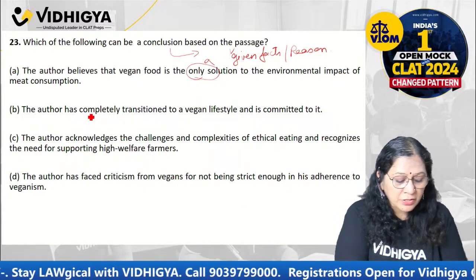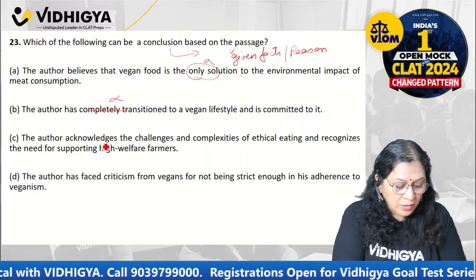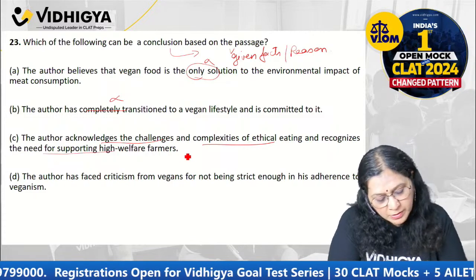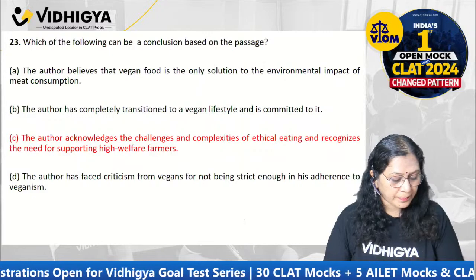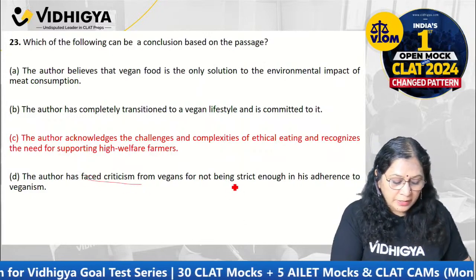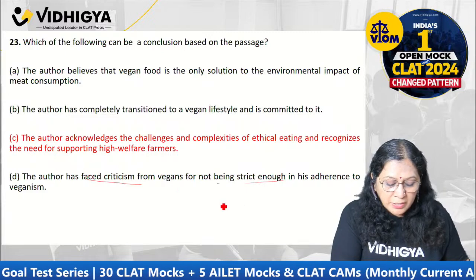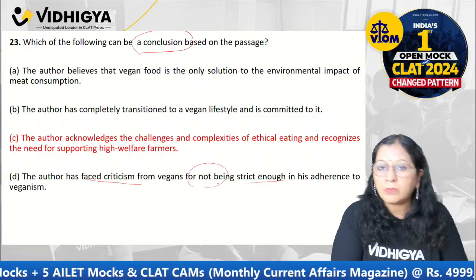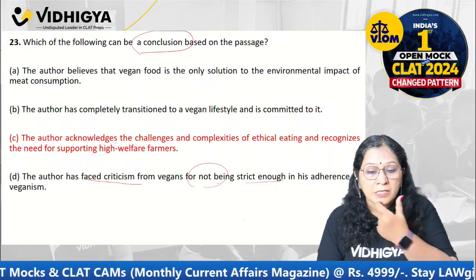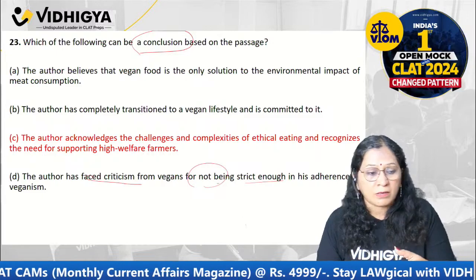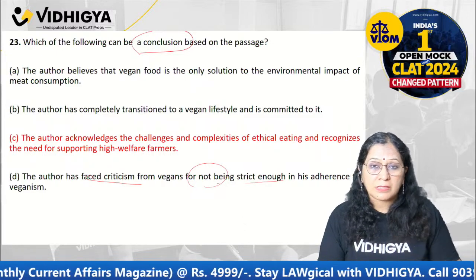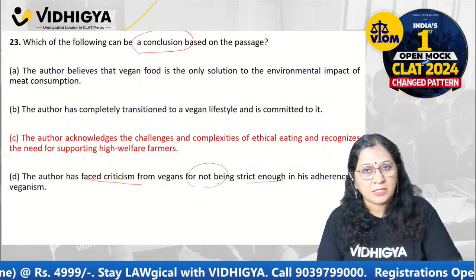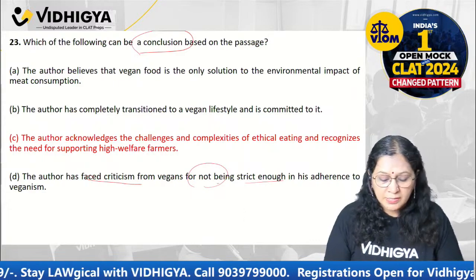ऑथर हैज कंप्लीटली ट्रांसिशनड. Author acknowledges the challenges, complexities of ethical eating and recognizes the need for supporting high welfare farmers. ये सही है. उसने कहा फेस क्रिटिसिज्म, तो ठीक है, अल्ट्रा वीगन से, बट नॉट बीइंग स्ट्रिक्ट इनफ इन हिज एडहेरेंस, ये भी सही था, राइट. बट देन कंक्लूजन में हमें सिर्फ ऑथर पे कंक्लूड नहीं करना है, because though the passage was, he started with his own anecdotes and incidents and all, but then the focus of the passage was about the veganism, about the challenges posed there, and therefore we have C as the answer.